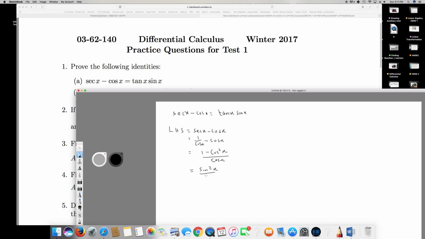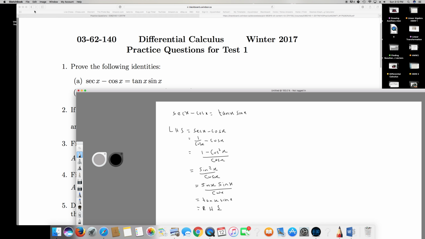Sin square x over cos x. As you can see, sin square x means sin x multiplied twice, so it's sin x times sin x over cos x. Sin x over cos x becomes tan x, and this is going to be sin x. So tan x sin x. By doing that, I have made it equal to the right hand side. Therefore this is the proof.